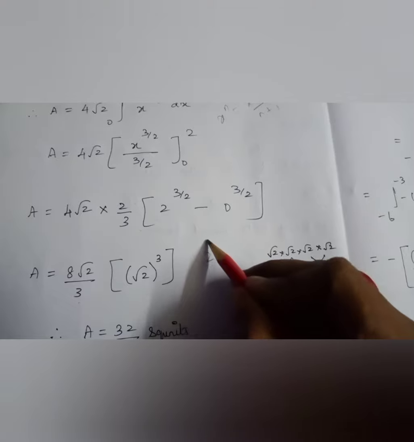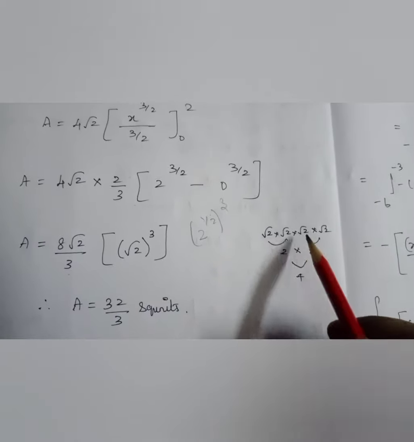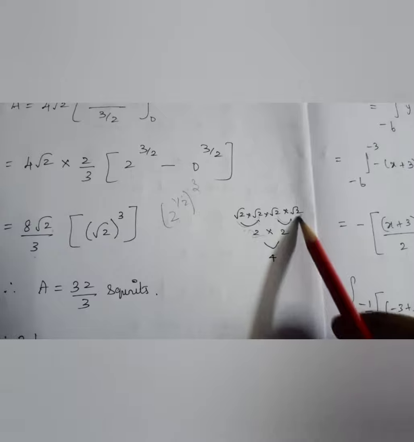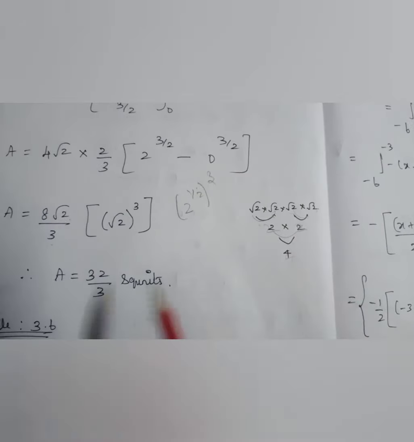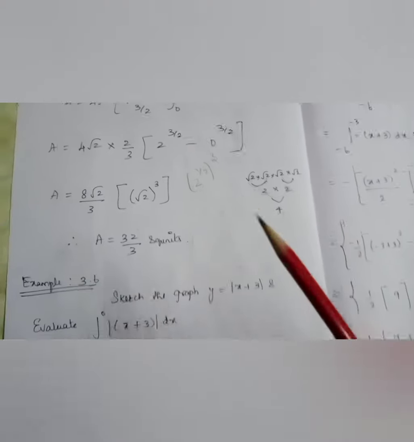What is 2 power 3 by 2? Shall I write this 2 power 3 by 2 as 2 power 1 by 2 the whole cube? And what is 2 power 1 by 2? Root 2. So root 2 into root 2 into root 2, already I am having a root 2. So root 2 into root 2 is 2, root 2 into root 2 is 2, 2 into 2 is 4. So obviously I am having it to be 4, 8 4s are 32, 32 by 3 square units.